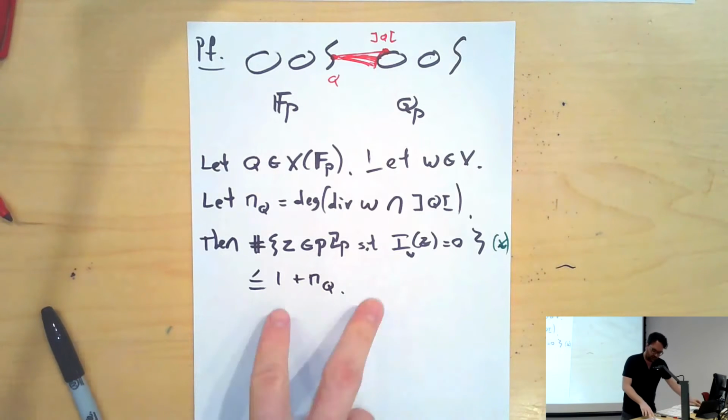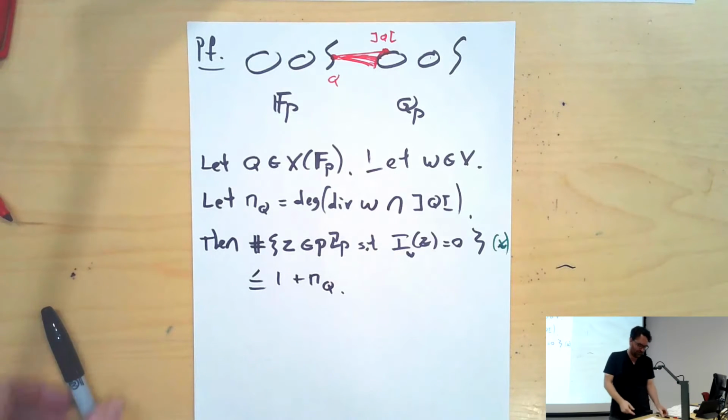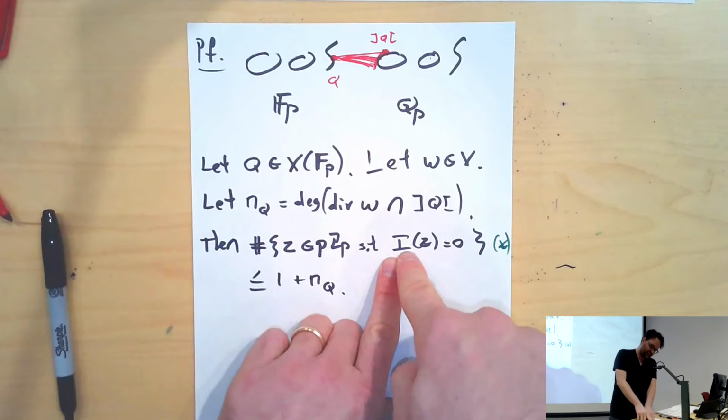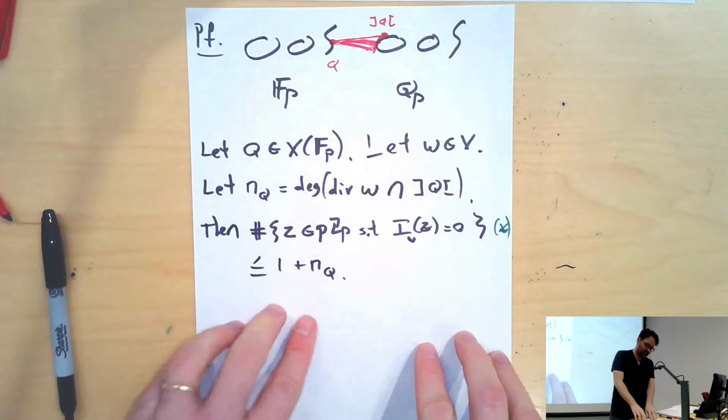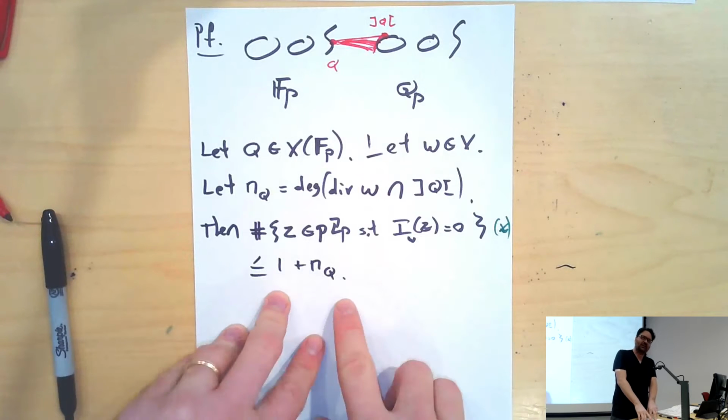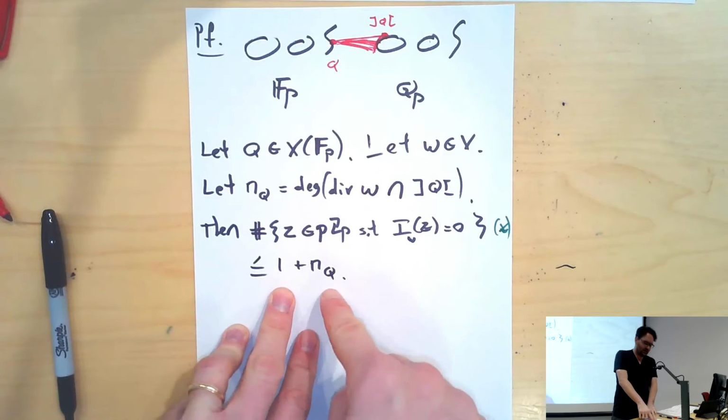But this is, in a sense, a p-adic Rolle's theorem. So we're relating the derivative, the integral of omega, to omega. So we're saying that a function has, at most, one more zero than its derivative.